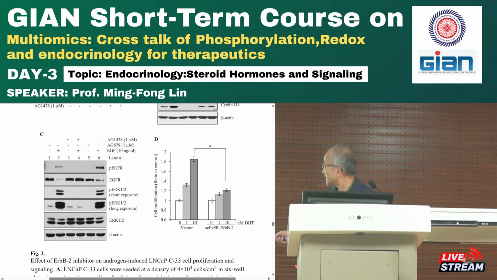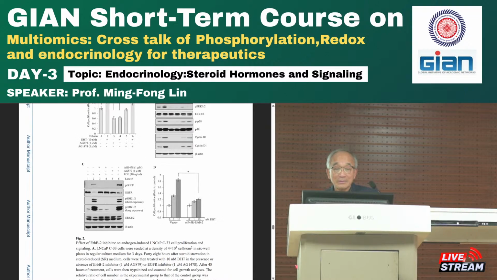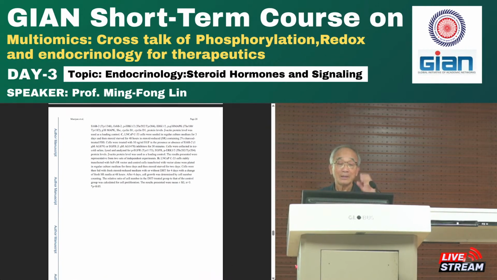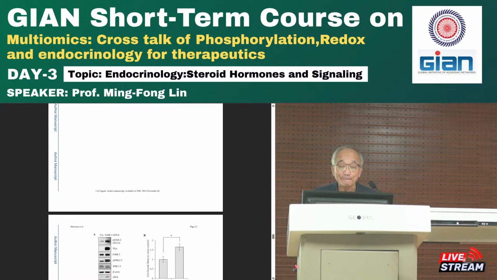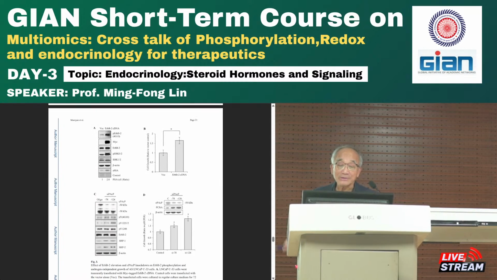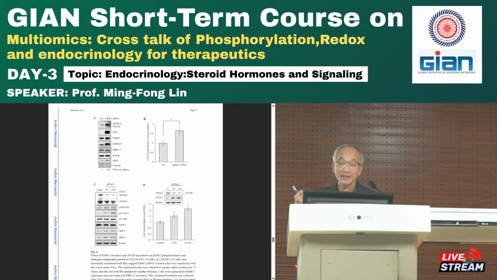So this is again a lot of phosphorylation. We try to identify which phosphorylation site. But the data here, Figure 2, is essentially to show ERB2 is one molecule involved in androgen stimulation. So that is the one where we trapped ERB2 inside the cell.